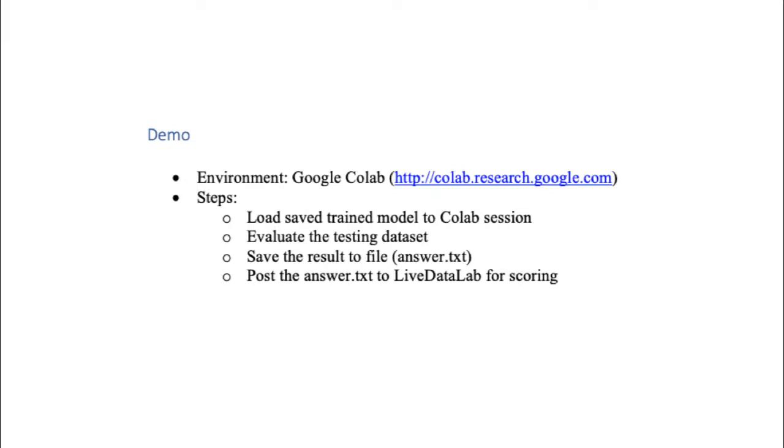For the demo, I use the Google Colab environment. To train and evaluate the models, I use the paid Pro version. The main steps of the demo are as follows. Load the saved trained model to the Colab session. The model file is stored in the project Google Drive folder. Run the evaluation using the model and the testing dataset. Save the evaluation result to file. And finally, post the result file to Live Data Lab for scoring.